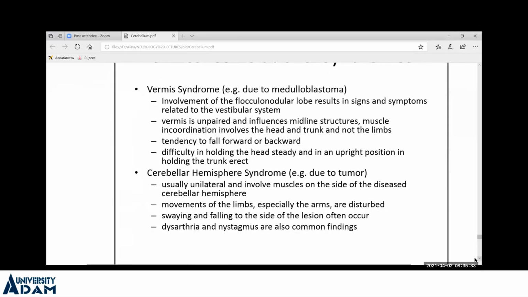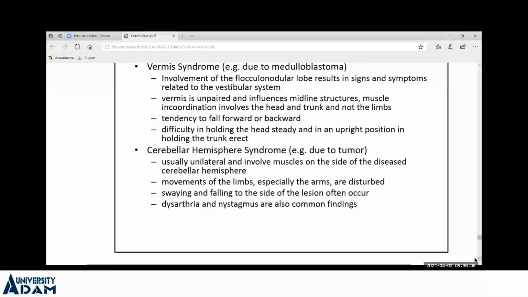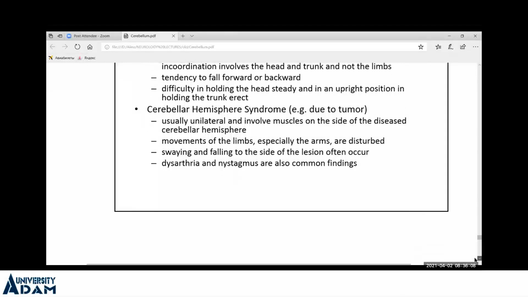Cerebellar hemisphere syndrome, for example, due to a tumor. It is usually unilateral and involves muscles on the side of the diseased cerebellar hemisphere. So the side will be the same. Movements of the limbs, especially the arms, are disturbed. Swaying and falling to the side of the lesion often occur. Dysarthria and nystagmus are also common findings.